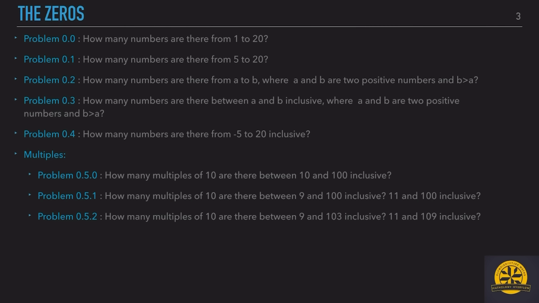I would leave the next problem to you. Please comment down below. How did you approach the problem? How did you solve the problem?